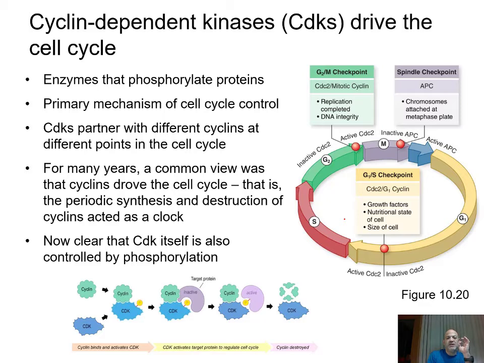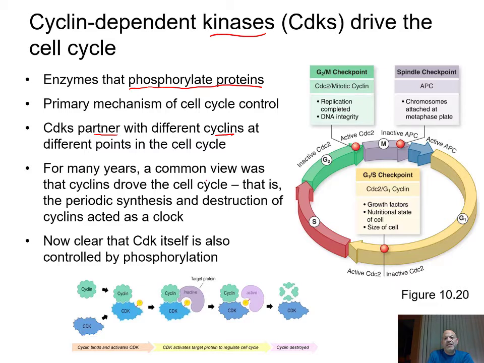So we've already mentioned that they're called kinases because they phosphorylate. So these are going to be enzymes that phosphorylate other proteins. These other proteins are involved in controlling that cell cycle. So you've got to activate them. The cyclin-dependent kinases are going to be those primary mechanisms for that. They are going to partner with or bind with cyclins at different points in the cell cycle.